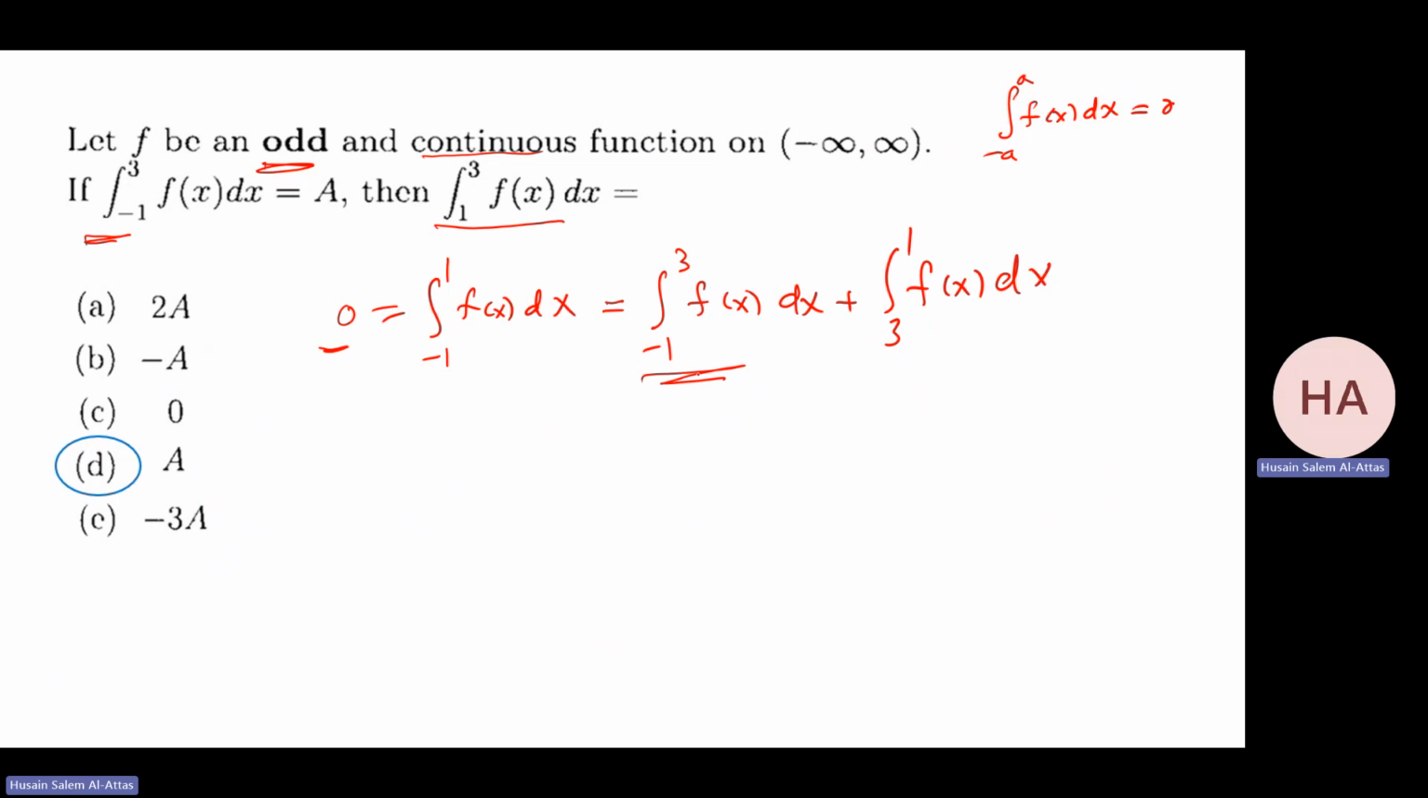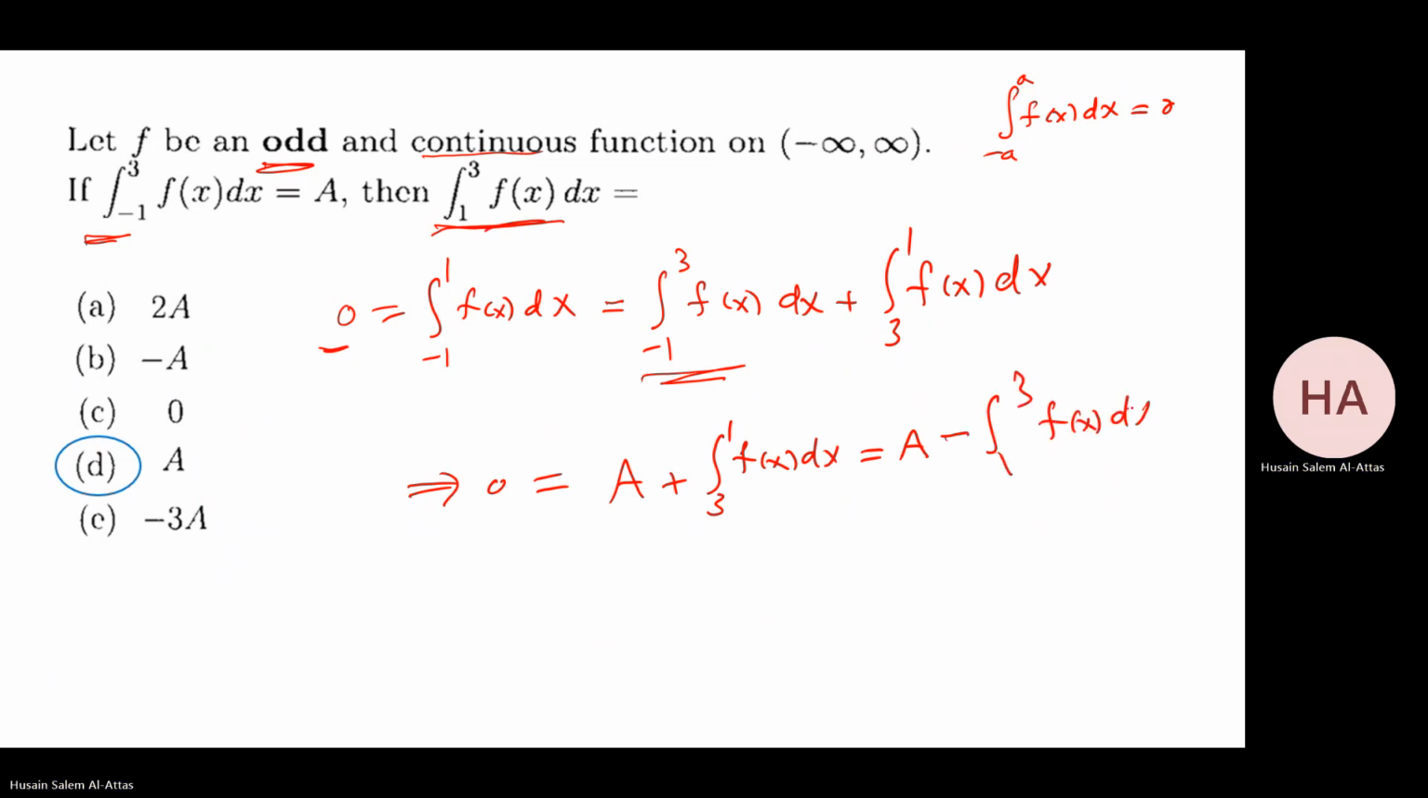This one, I know it's a. So I have 0 equals a plus this. And this one, I need 1 to 3. So this is minus the integral from 1 to 3 of f of x dx. So what will be the integral from 1 to 3 of f of x dx? I take this to the other side, so it will be a. And that's the answer.